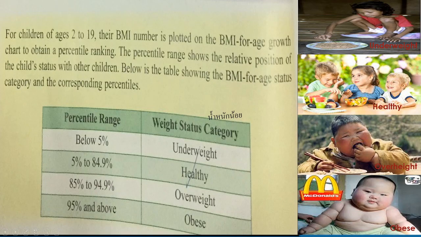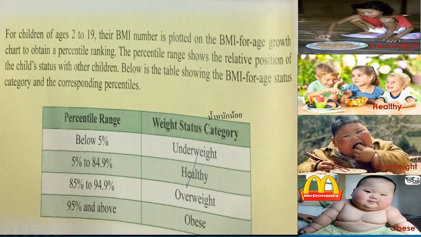For children of ages 2 to 19, their BMI is plotted on the BMI for age growth chart to obtain a percentile ranking. The percentile range shows the relative position of a child's status with other children. Below is a table showing BMI for age, status category, and the corresponding percentile.